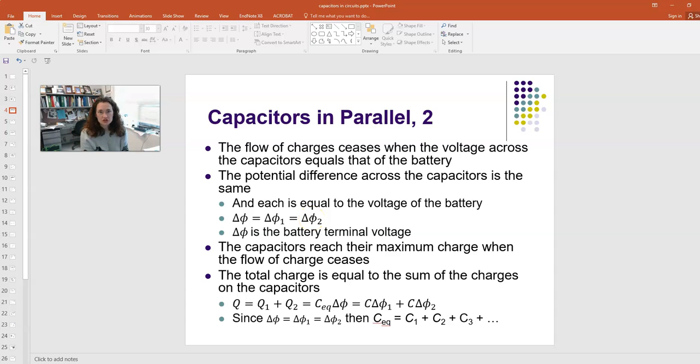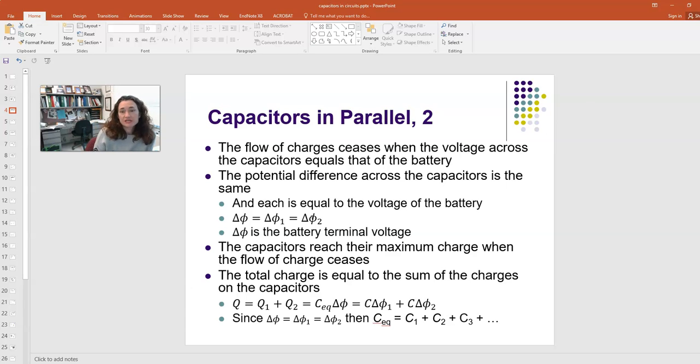Now, the flow of charges is going to cease when the voltage across the capacitors equals the voltage supplied from the battery, okay? That's when you'll have a net voltage of 0, which means the electric field goes to 0 within the circuit, and current stops to flow.